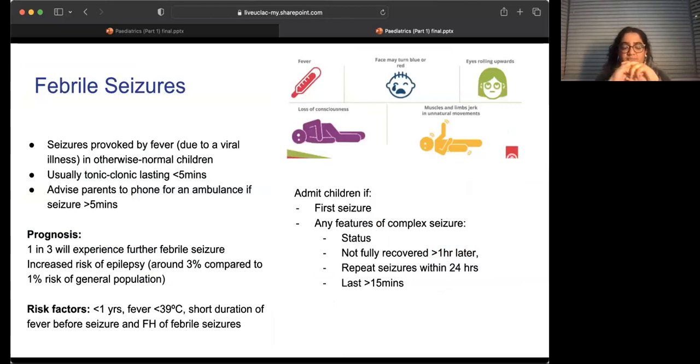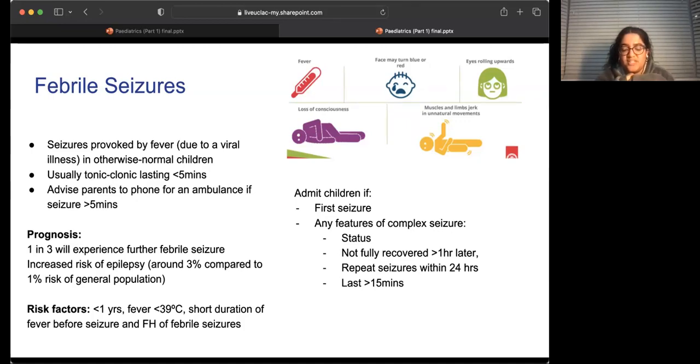And then, yep, we've already covered all of this. Like we covered with the first question, if the seizure lasts greater than 5 minutes, because you've started timing it, it's important to call an ambulance. And you would admit the child if it was their first febrile seizure or if they have any signs of a complex seizure.